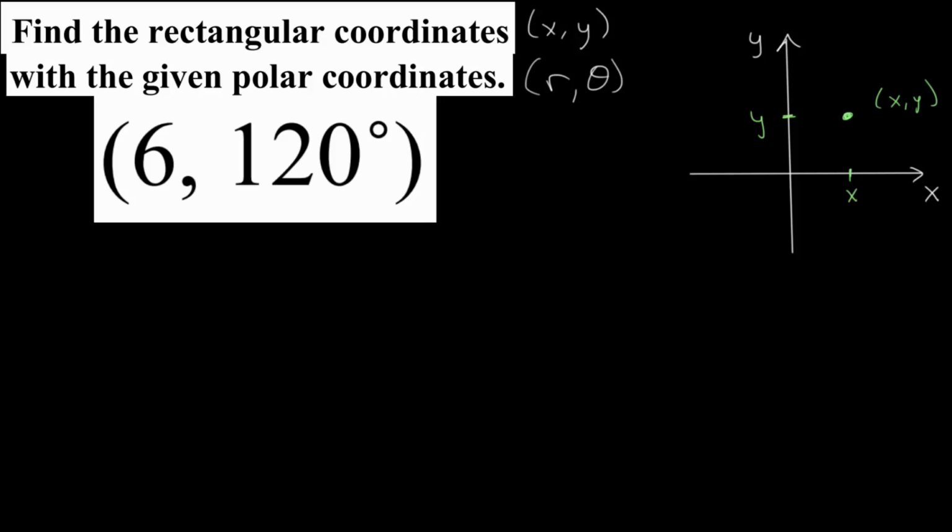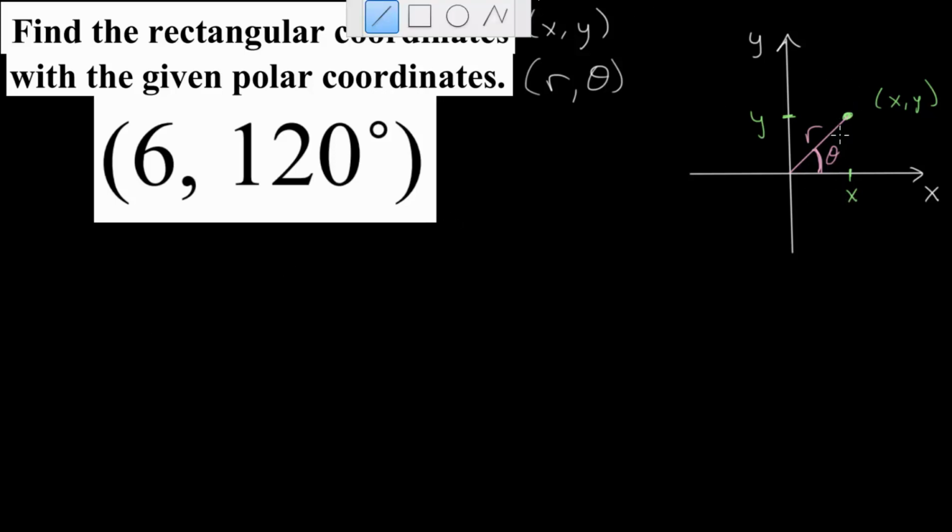But polar coordinates measure the distance from the origin. So we can draw a line going from the origin to our point, and we call that r. And they also measure the angle, which we can call theta, relative to the positive x-axis. So this right here will be theta. And with this drawing, we can create a right triangle.